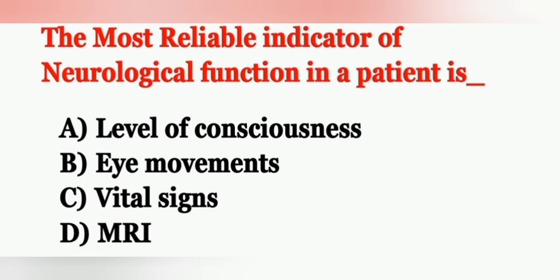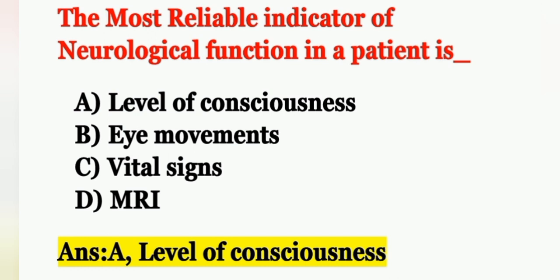And the next question, the most reliable indicator of neurological function in a patient is. Options, option A level of consciousness, option B eye movements, option C vital signs, option D MRI. The most appropriate indicator of neurological function is level of consciousness. We have to first check the consciousness of the patient, that is level of consciousness.